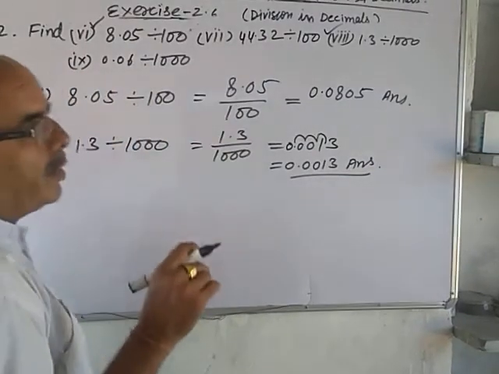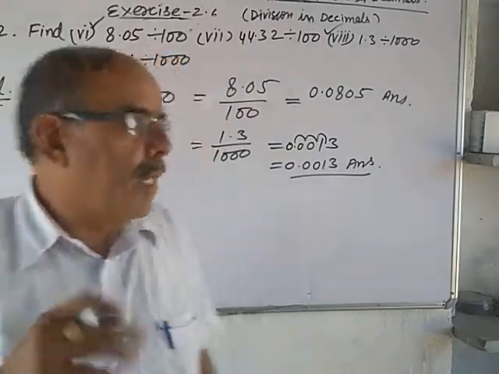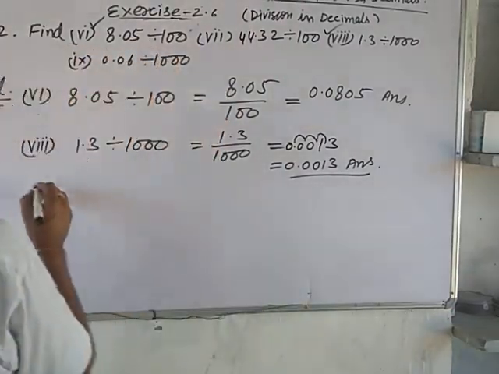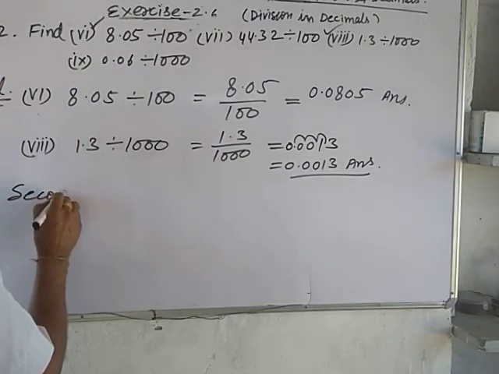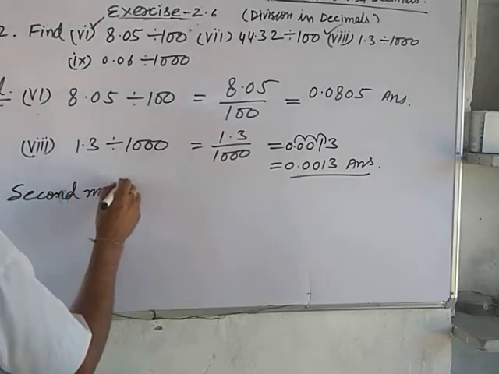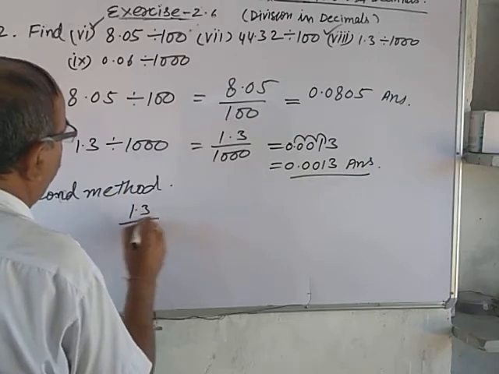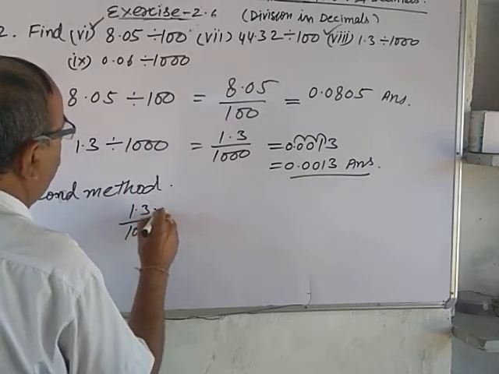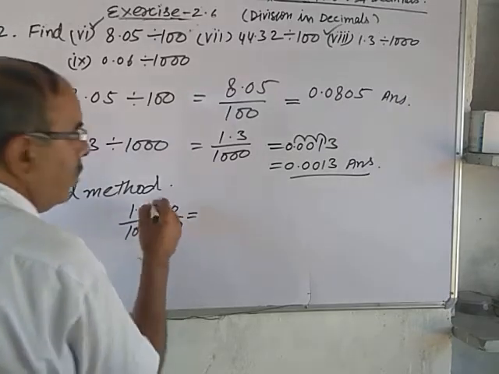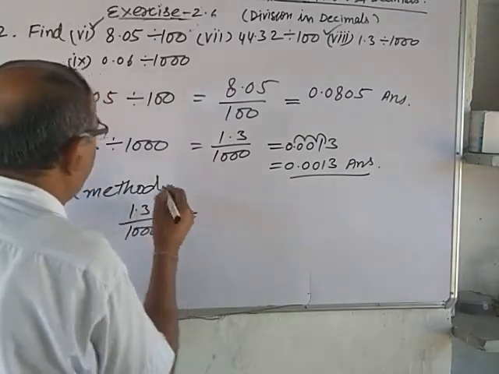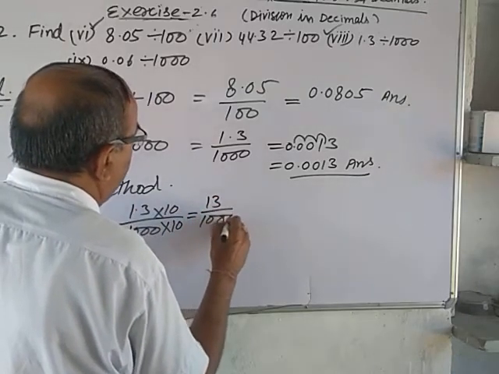If we want to solve this question in the other way, then this is the second method. 1.3 upon 1000, multiplied by 10 with denominator and multiplied by 10 with numerator. It becomes 13 upon 10,000.